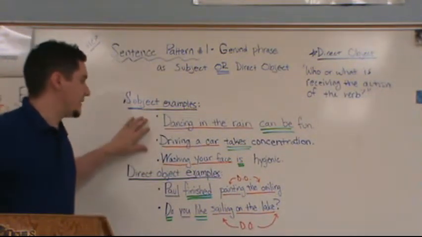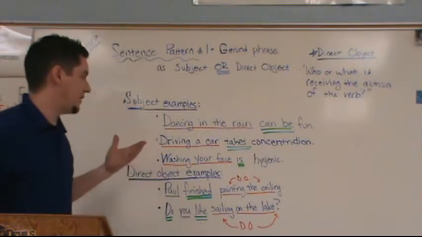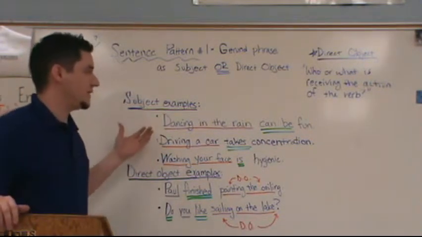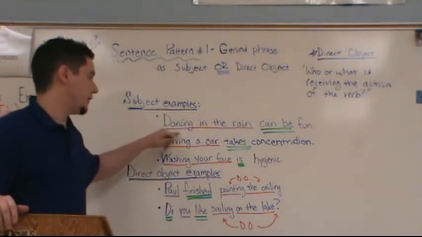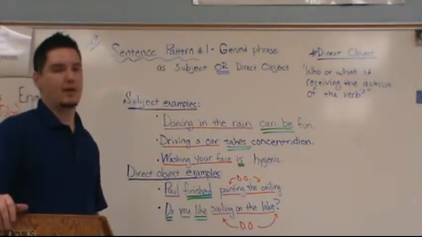Alright, our first sentence type is using that same gerund phrase that we've already talked about in the previous video, but we're using it as the subject of a sentence. So let's look at the first example. Dancing in the rain can be fun.